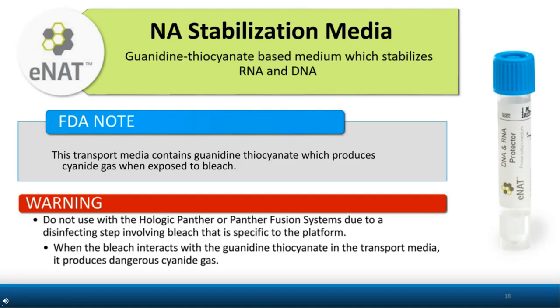And one other note about these stabilization media is that the FDA has put out a note about the use of these media in the laboratory. This transport media, the ones that have the guanidine thiocyanate, if exposed to bleach, can produce a very dangerous cyanide gas. So there is a warning associated with these types of collection media when used for COVID diagnosis, especially on two high throughput platforms, the Hologic Panther and the Panther Fusion systems. They do use a disinfection step of bleach on their platform. So again, because bleach can interact with the guanidine thiocyanate in the transport media and produce that dangerous gas, it is recommended that these stabilization media are not used with either one of these two platforms.